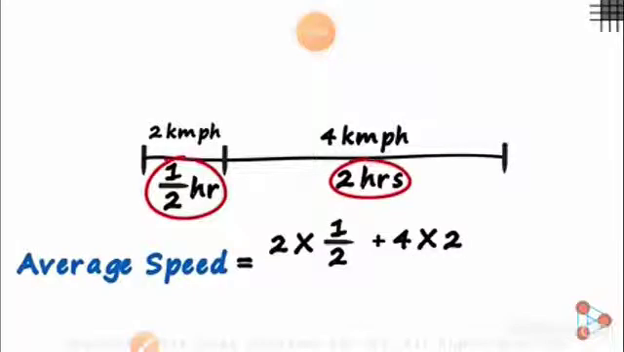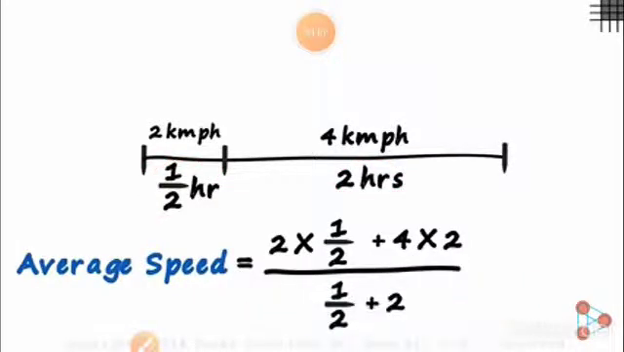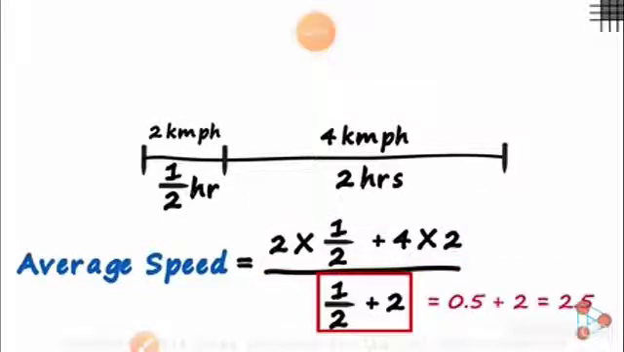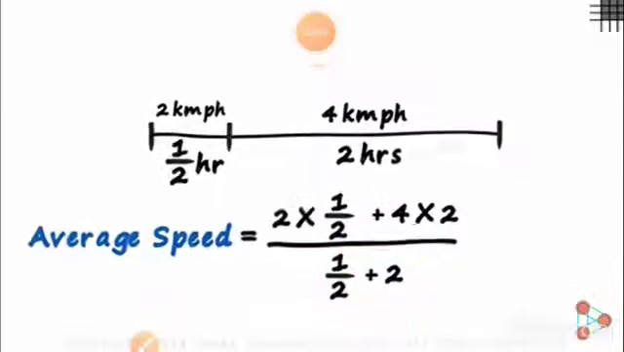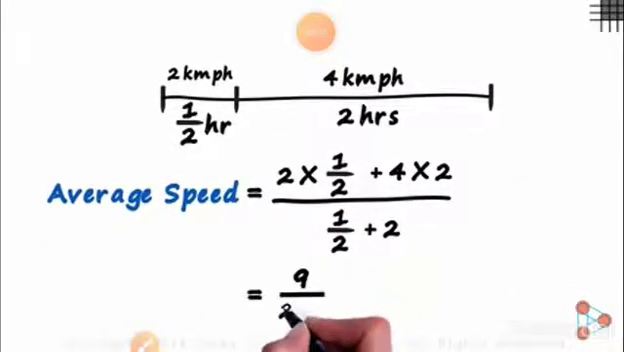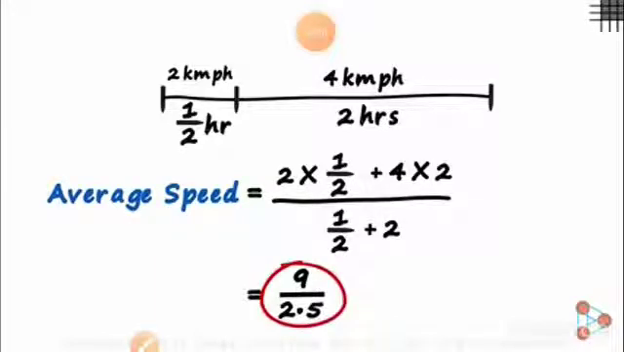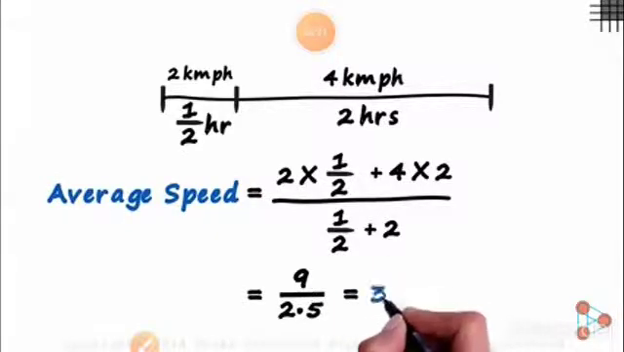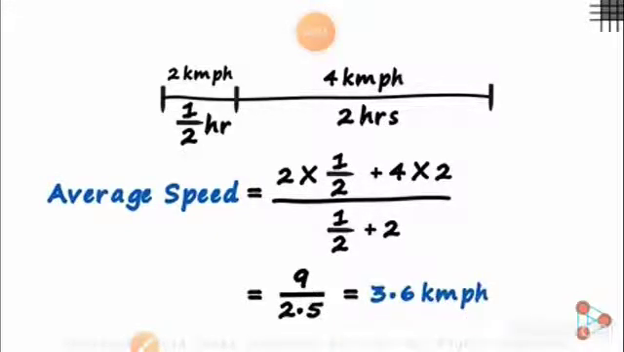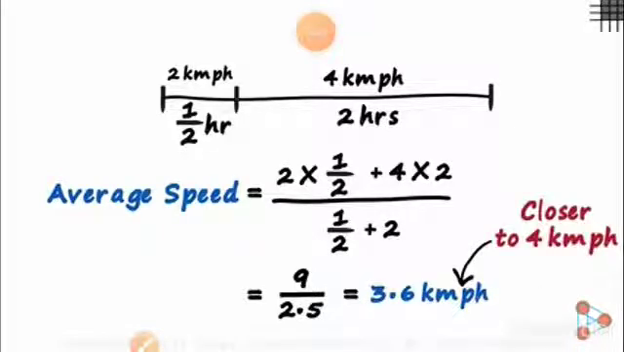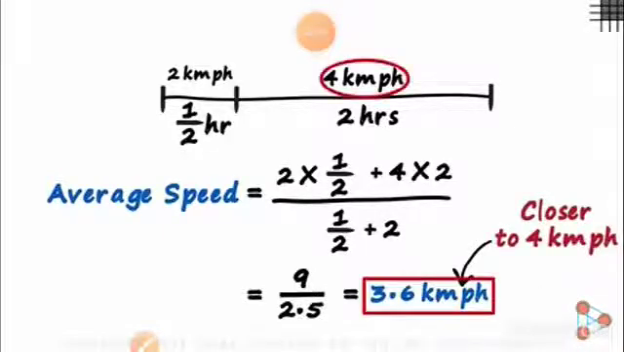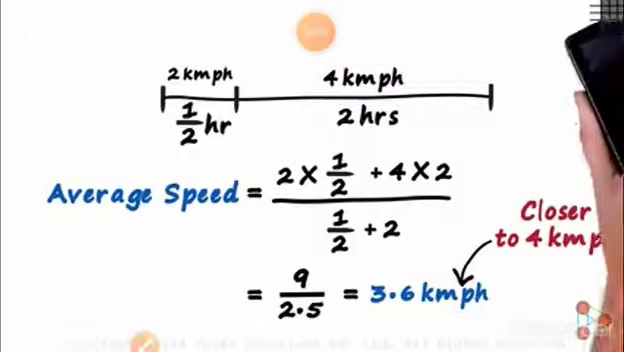1 plus 8, again time half plus 2 hours. So 1 plus 8 is equal to 9, and half plus 2, that is 0.5 plus 2, 2.5. So 9 by 2.5. If you multiply both by 4, then you get 36 by 10, that is 3.6 kilometers per hour. So you can remove the decimal also and calculate, and you will get 3.6 kilometers per hour.